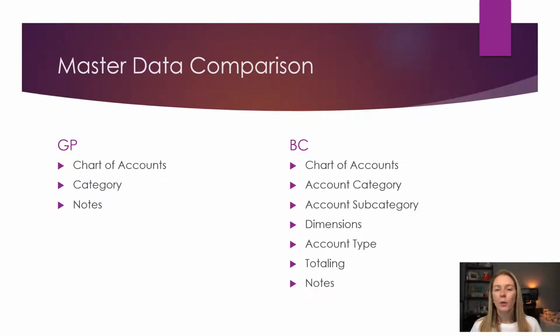So you create an account, you assign a category to it, and then you assign a subcategory. Now, my categories, I can't add additional categories. My subcategories, on the other hand, I can add additional categories. So if I was comparing the two products, my category in GP is equal to my subcategory in Business Central.